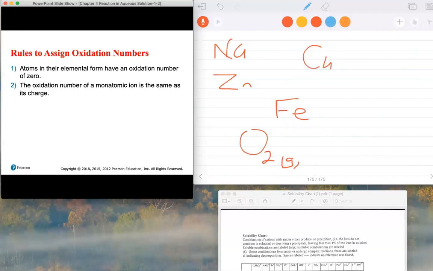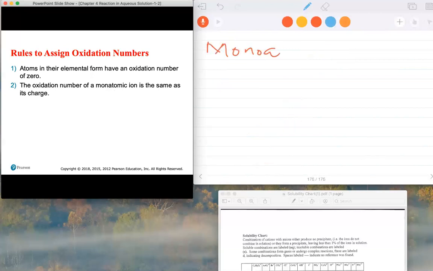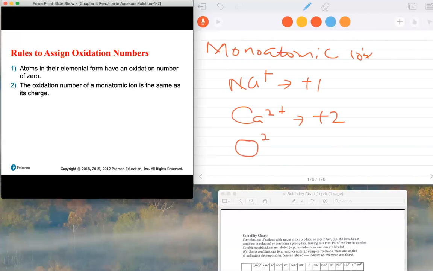Oxidation numbers for a monatomic ion are the same as the ionic charge. This is where you use the periodic table. These are monatomic ions. Sodium is +1. Calcium is +2. Oxygen or oxide is -2. Nitride is -3, and so forth.